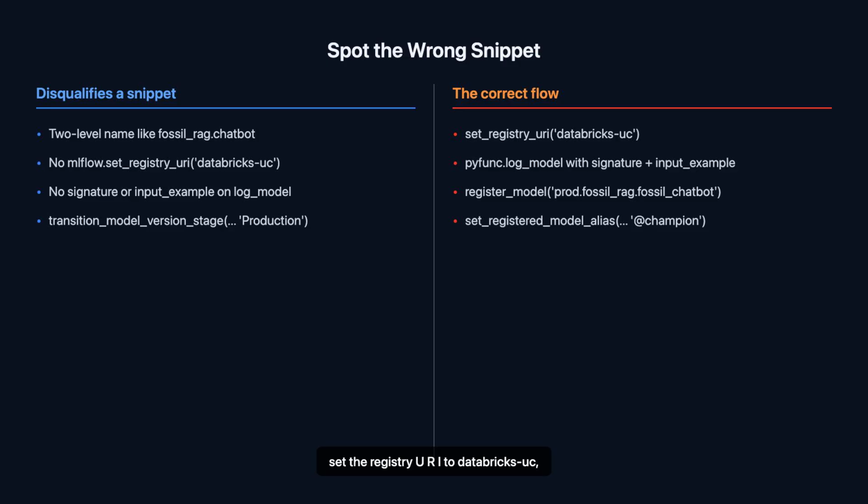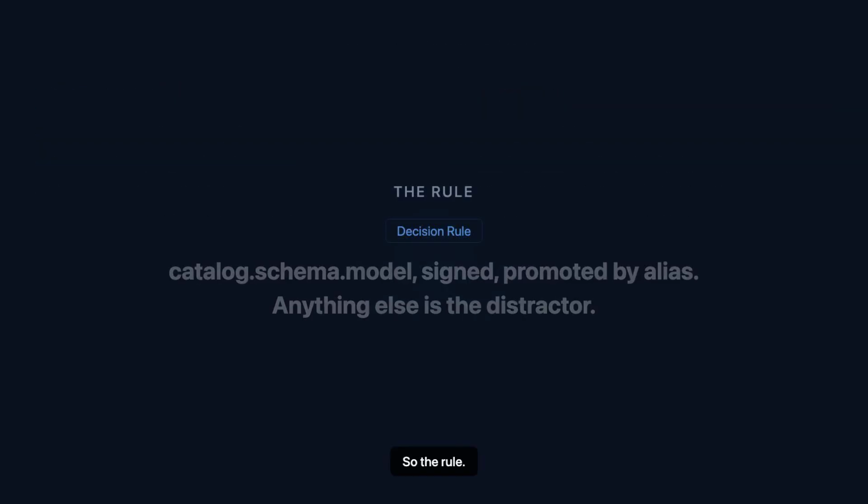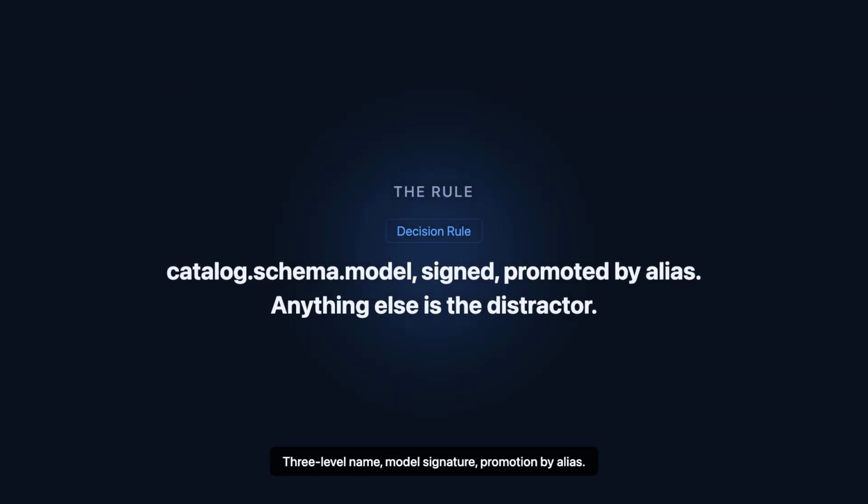Set the registry URI to Databricks UC, log the PyFunc model with a signature and an input example, register under the full 3-level name like prod.fossilrag.fossilchatbot, and promote with set registered model alias pointing at champion. So the rule: 3-level name, model signature, promotion by alias. If any of those 3 are missing from a snippet, it's the distractor.